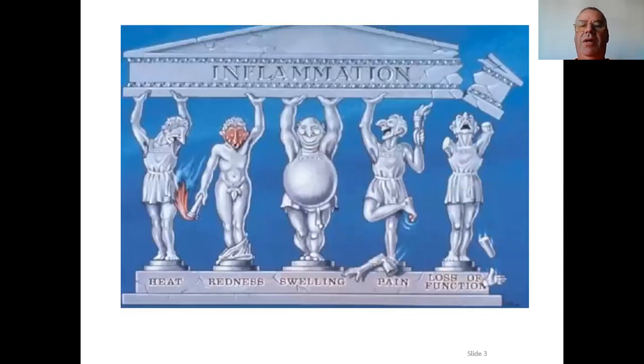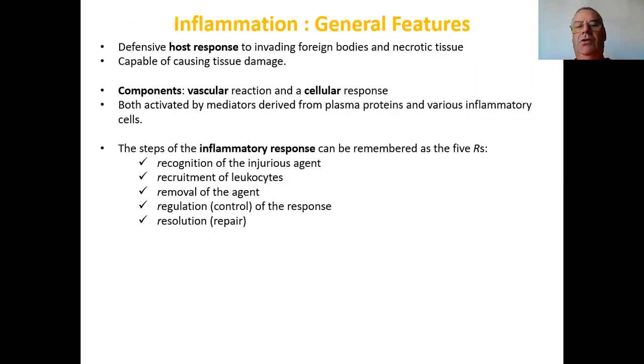Let's look at the 5 pillars of inflammation. There would be heat, redness, swelling, pain, and loss of function if the inflammation lasts longer. So we know that inflammation is a response to invading foreign bodies, or what is thought to be a foreign body by the body, and it causes tissue damage.